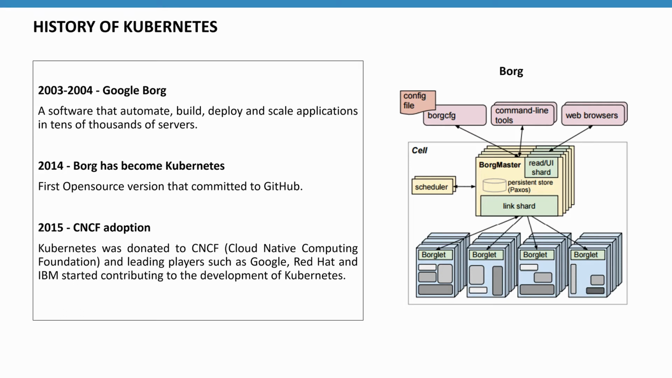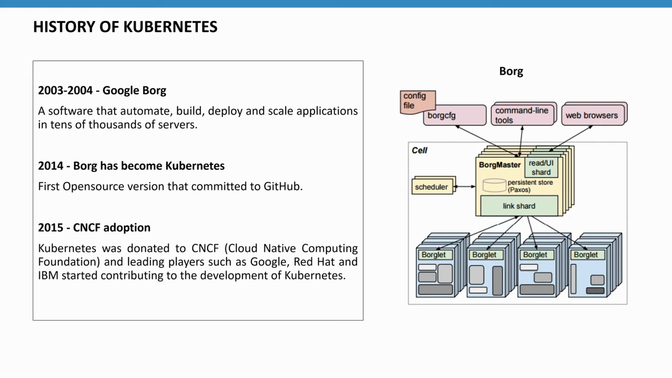Kubernetes was initially developed by Google. They had an internal project called Google Borg to automate their internal applications. In 2014, it became Kubernetes. In 2015, Google donated this software as open source to the Cloud Native Computing Foundation. Then leading players Red Hat and IBM joined to continue developing this product. Within a short time frame, Kubernetes has become the de facto standard for cloud native deployments.